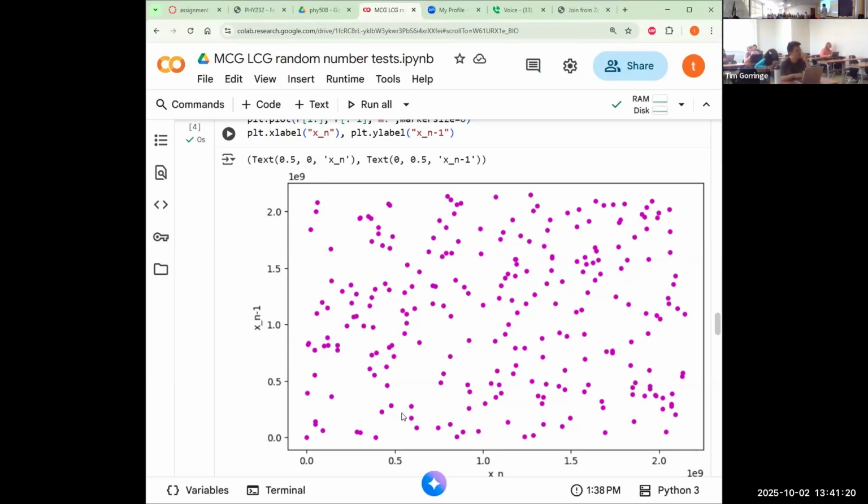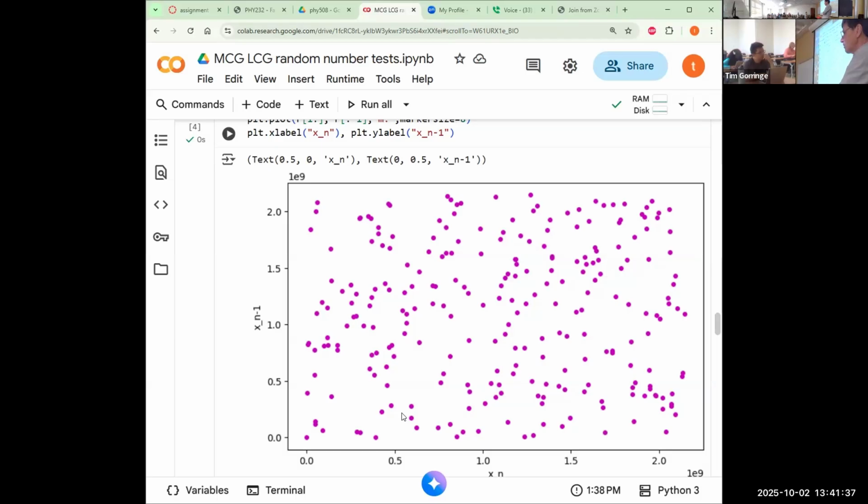So 2 consecutive random numbers, and each dot is a pair of consecutive random numbers. Make a plot like this and fill it with a lot of data. We haven't filled it with much data yet. You start to see a structure emerge.